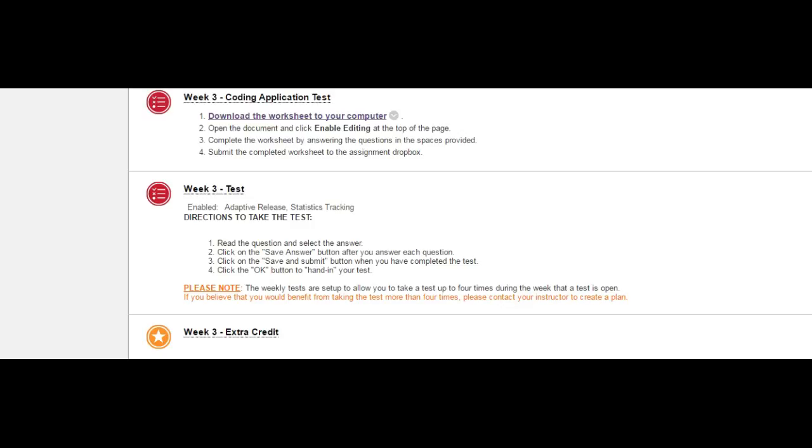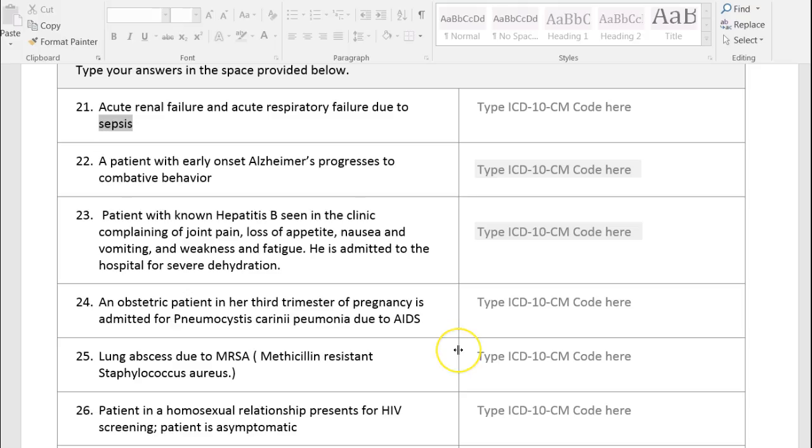Now let's cover some general coding. So here's a look at our assignment that we completed in week 3. You guys started with question 21, and that's the question that you basically start with in the workbook when it comes to your coding scenarios.